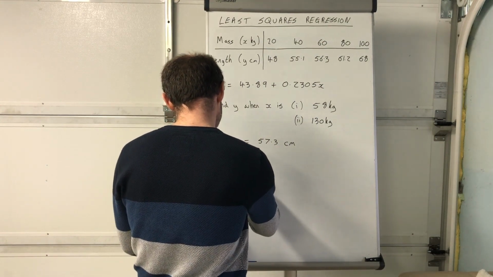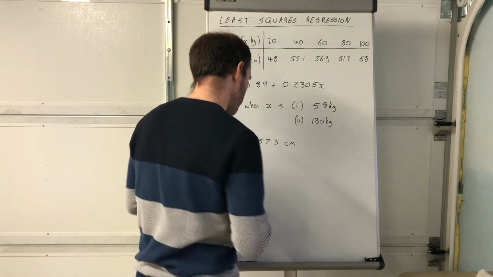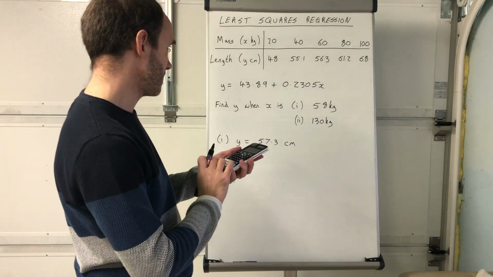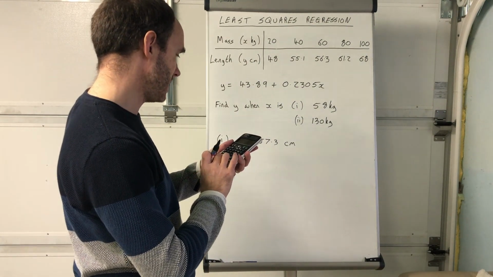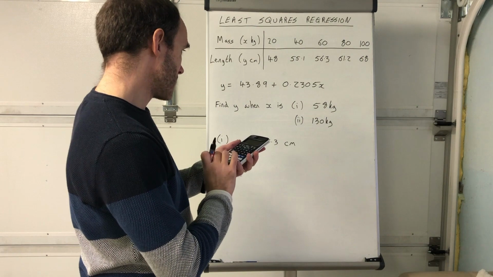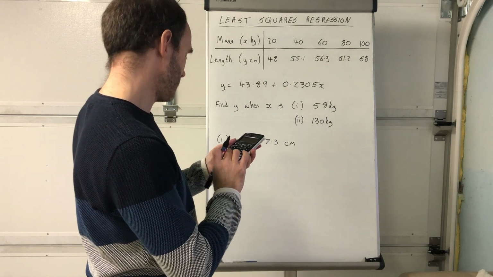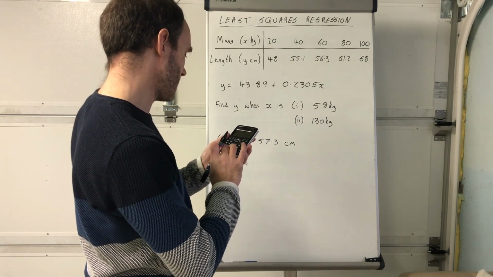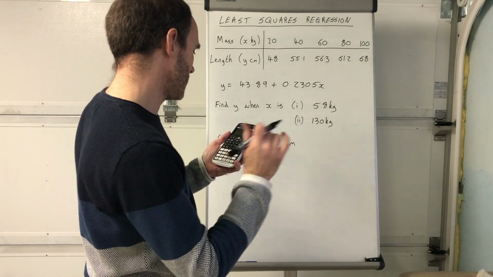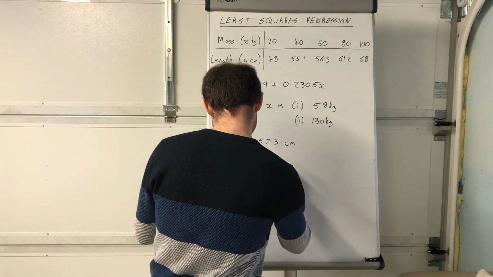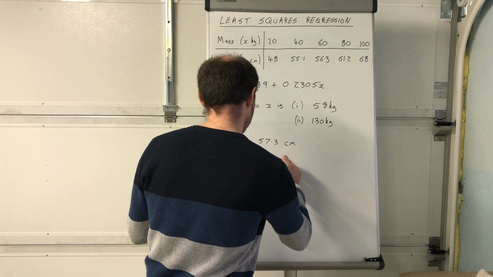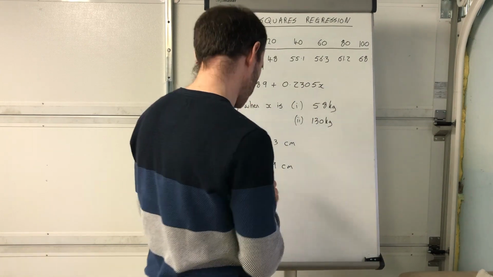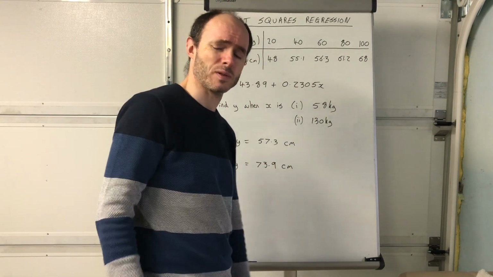And then we'll do the same for the second part. So here comes a simple bit of substituting in. Multiply by 130 and then add 43.89, which is equal to 73.9, let's put it as that, centimetres. And that's all that is.